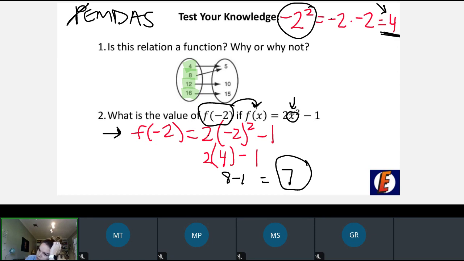Okay, so now I come back down here. So that would be 2 times 4 minus 1. Now I do multiplication or division, whichever comes first, and I have multiplication. 2 times 4 gives me 8. And then I subtract. 8 minus 1 is 7.